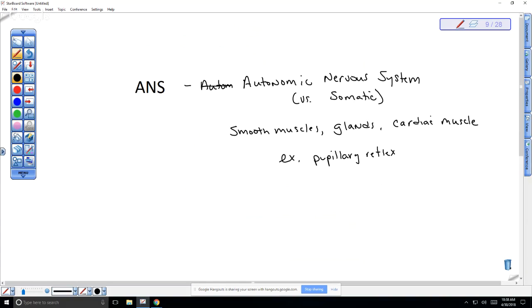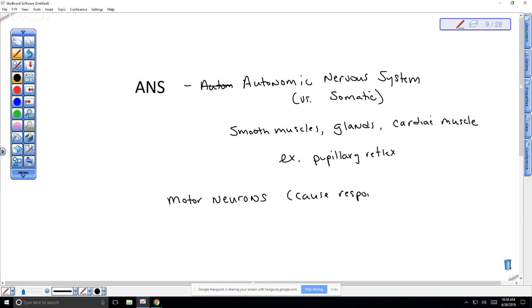So when we look at the autonomic nervous system, instead of just having motor neurons extending out with their cell bodies in the spinal cord, the ANS has motor neurons, right? They're going to go out to the muscles and into the glands. So these are the things that cause the response.